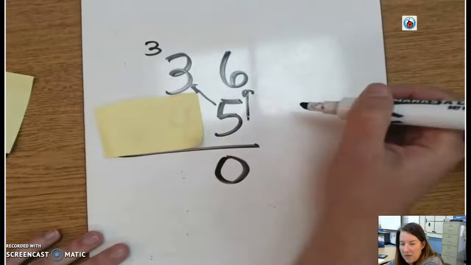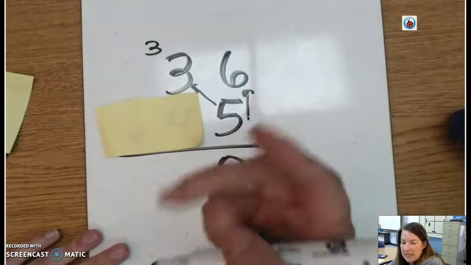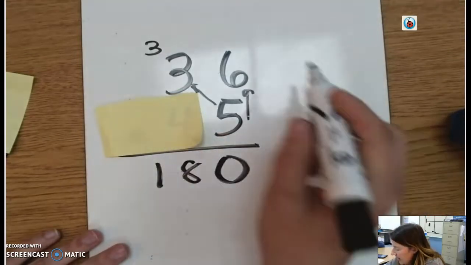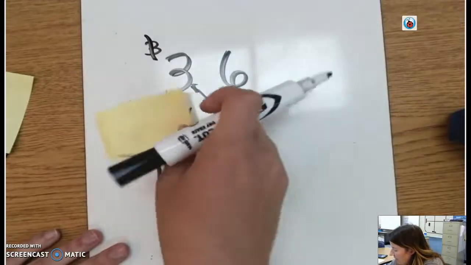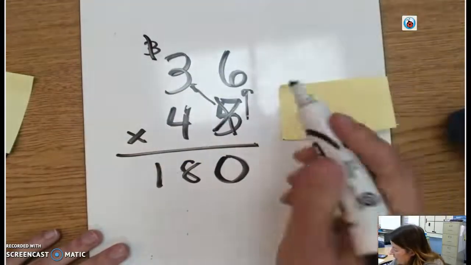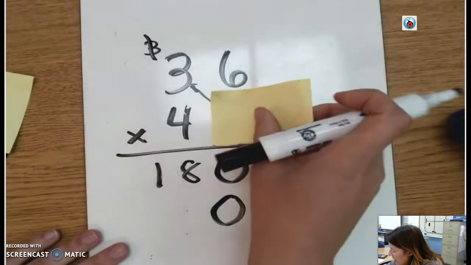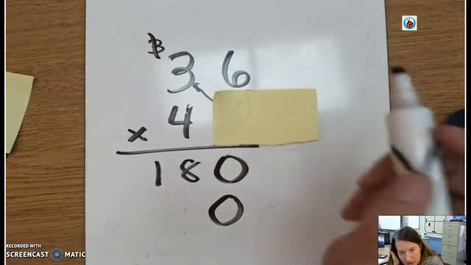5 times 3 is 15, plus those extra 3. 15, 16, 17, 18. We put 18. Okay, I'm done with that. Don't need it anymore. I'm done with this 5. I'm now going to go to the tens place. I'm going to put my 0 right here because I'm done with the ones place. Nothing else is going to go in the ones place.